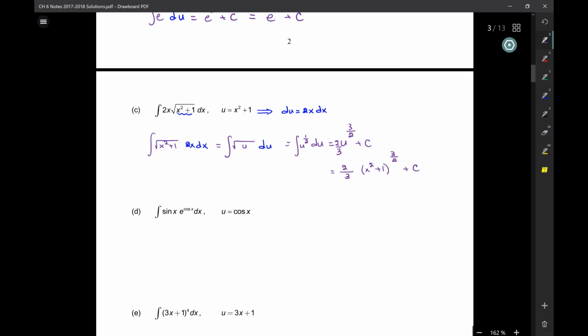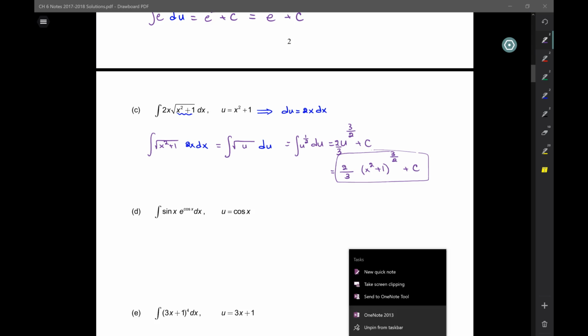Plus c. And I'm fine if you leave it in that form or in root form. Yeah, it's okay to leave it in that form. Where did the 2/3 u come from? Okay, so that's chapter 5, right? In chapter 5, we learned that if you have u to the 1/2, how do you integrate u to the 1/2?